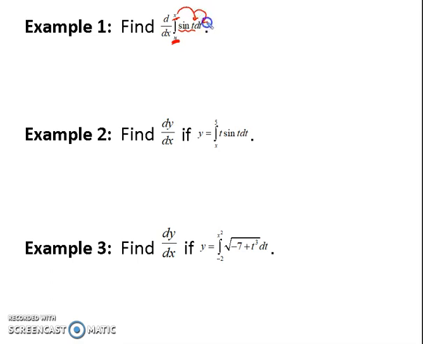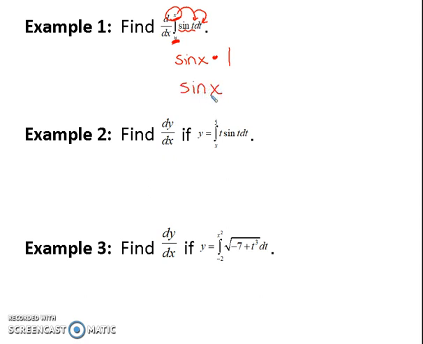But that also means that t is going to get replaced. So that would become sine of x, and then times the derivative of whatever is up here. But the derivative of x is just 1. So my answer would be sine of x.